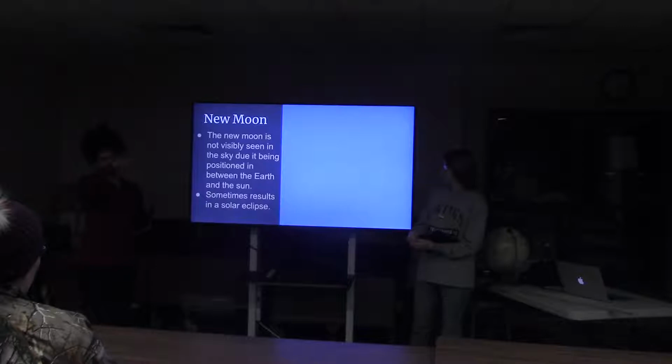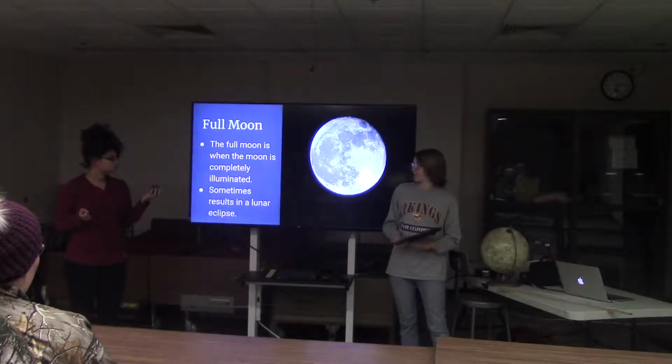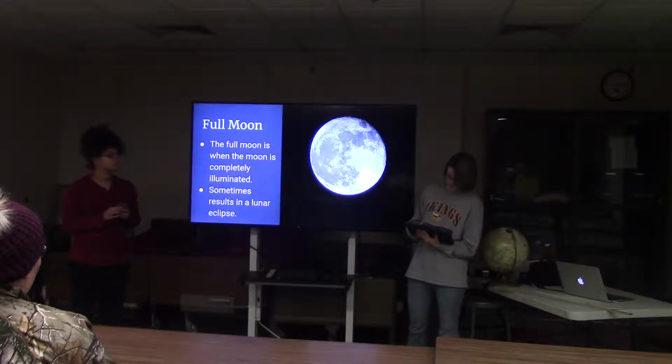Sometimes you can just see a little bit of it outlined, because the moon obviously doesn't totally go away. We can still see a little bit. And then sometimes during a new moon, it's actually a solar eclipse. We'll actually get into that. And this is the full moon, when the moon is completely illuminated in the sky, and this time sometimes results in a lunar eclipse.